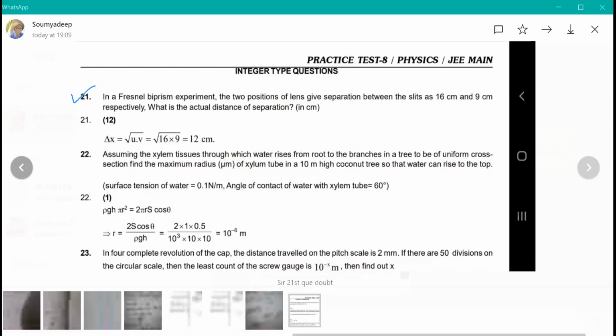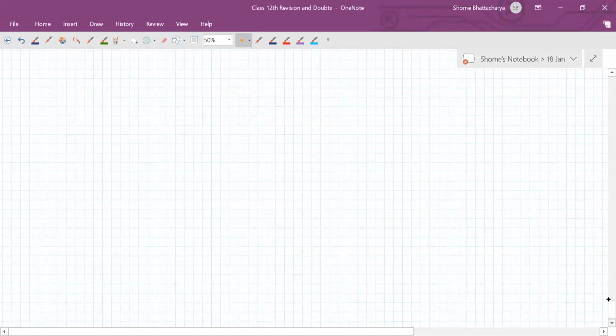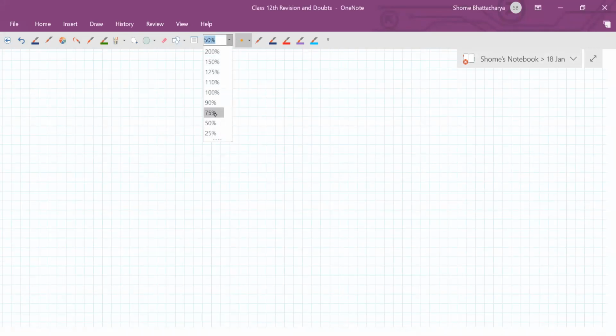Okay, so let me explain the question. I'm going back to my whiteboard. Yeah, correct, Ganesh. Like the displacement method for convex lens, that thing only. So in the displacement method for convex lens, what do we do?